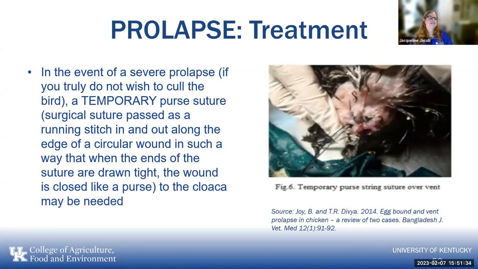In the event of a severe prolapse, if you truly do not wish to cull the bird, a temporary purse suture, which is a surgical suture passed as a running stitch in and out along the edge of a circular wound in such a way that when the ends of the suture are drawn tight, the wound is closed like a purse. So you do this to the cloaca to try and get the contents to stay inside. You will have to remove it later, or things won't come out, including poop.